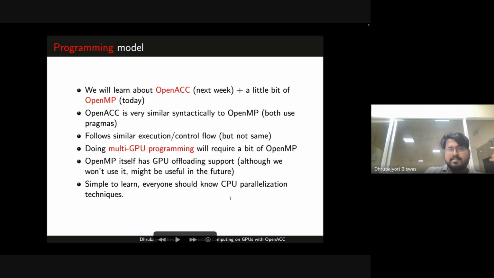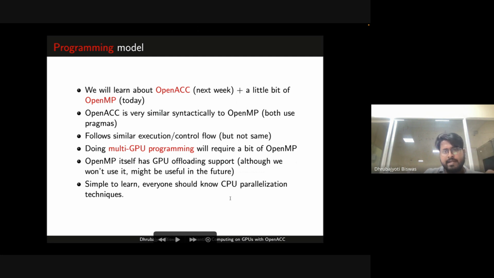It is very simple to learn, and I think everybody should know CPU parallelization techniques a little bit. It will actually help you think about GPU parallelization later on, let's say while using OpenACC. So right now we will look into a bit of OpenMP. As I said, we have around 15 to 20 minutes, so we will look into a bit of OpenMP, and from next week we will start OpenACC.